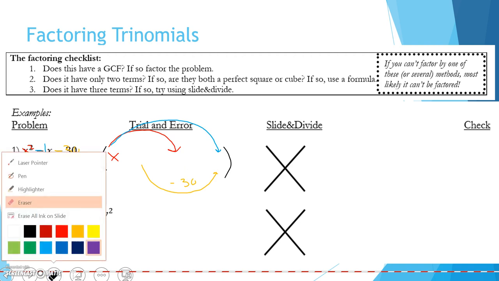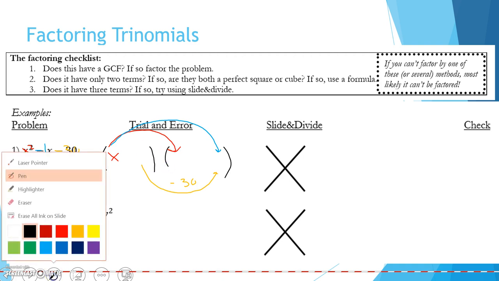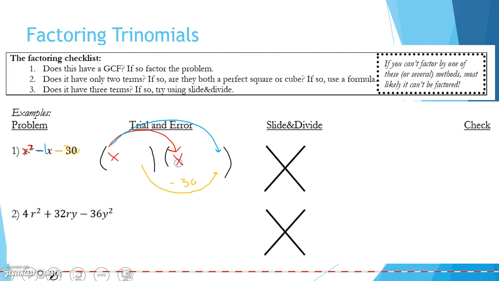Now I need to actually find the real answer. The real answer would be negative 6 and 5. So what should go in both of those places are negative 6 and positive 5. That'll make that top arrow 5x, and that bottom arrow negative 6x, and that adds up to negative 1x. So that takes a little bit more thought. It's like puzzle solving. Slide and divide, I think, is a little bit easier.